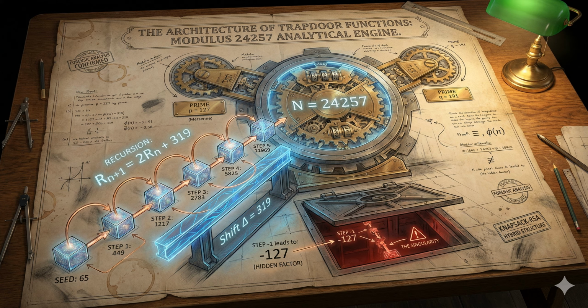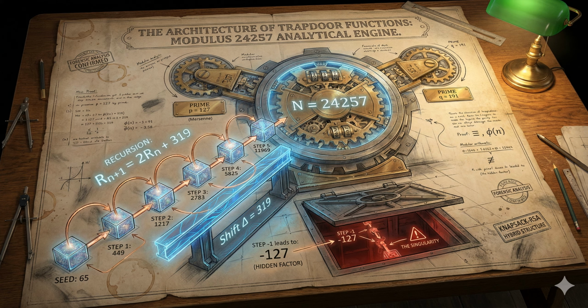That is wild. It's like finding a secret back door into the castle. The front door is multiply 2 huge primes. The back door is just start at 65 and keep adding 319. And this is why the expert in me gets nervous. Because 319 acts as an error term. It's aligning the powers of 2 to fit the modulus.